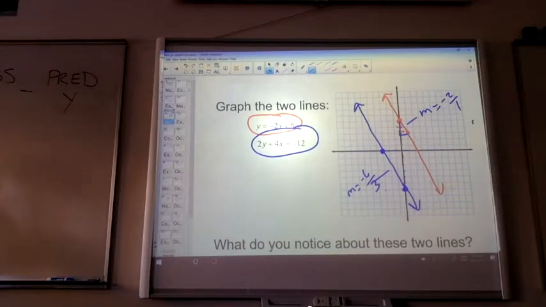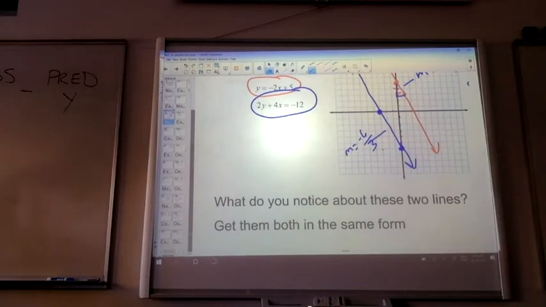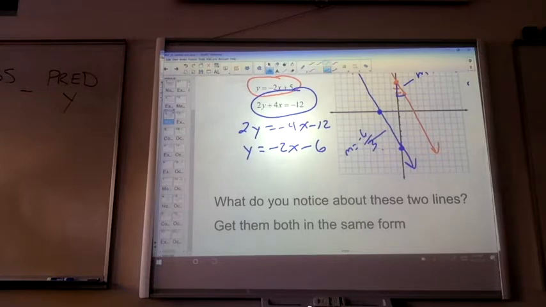Yeah, they both reduce to -2/1, or just -2. Seem good so far? So this one's parallel. These are parallel. If we wanted to get this in the same form, I could modify this second one to look like this, and then divide everything by 2. You probably will see, hey, I have a -2 slope there, I have a -2 slope there. Okay?